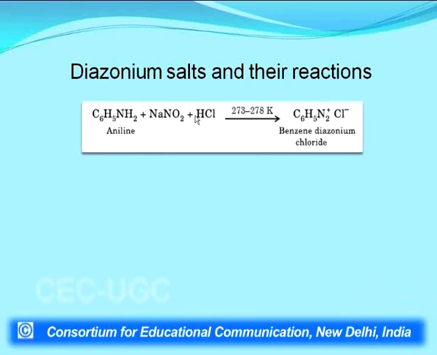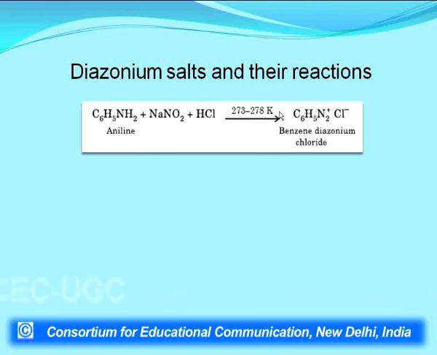So, sodium nitrite and HCl react to produce nitrous acid, which reacts with this amino group, and we get these types of compounds which are called diazonium salts. From aniline we get the compound which is named benzene diazonium chloride. This reaction is generally carried out at a temperature of 0 to 5 degrees Celsius, that is 270 to 278 Kelvin. So, low temperature is required.